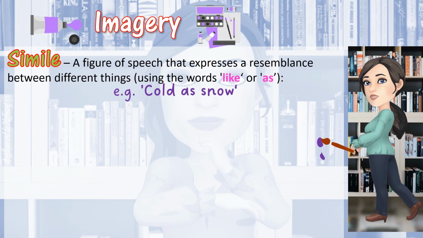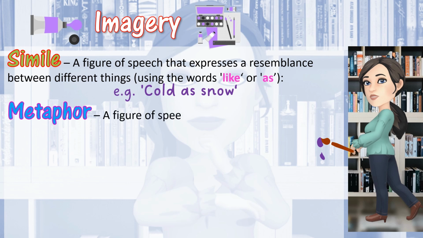Here, the writer wants you to think about snow and imagine how cold that feels and apply that to whatever it is they are describing. It emphasizes the description, and that's a useful technique in order to really allow your reader to visualize and imagine that scene.